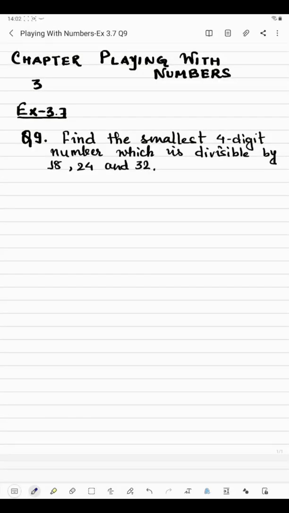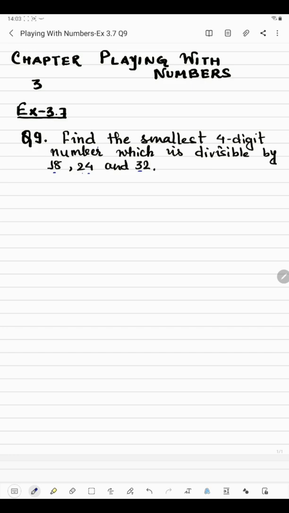Hello students, today I am going to start question number 9 of exercise 3.7. Now question number 9 says find the smallest 4-digit number which is divisible by 18, 24 and 32. So you will have to find the number in such a way that the number will be divisible by 18, 24 and 32. Means when you divide the number by 18, 24 and 32, you will get 0 as remainder.